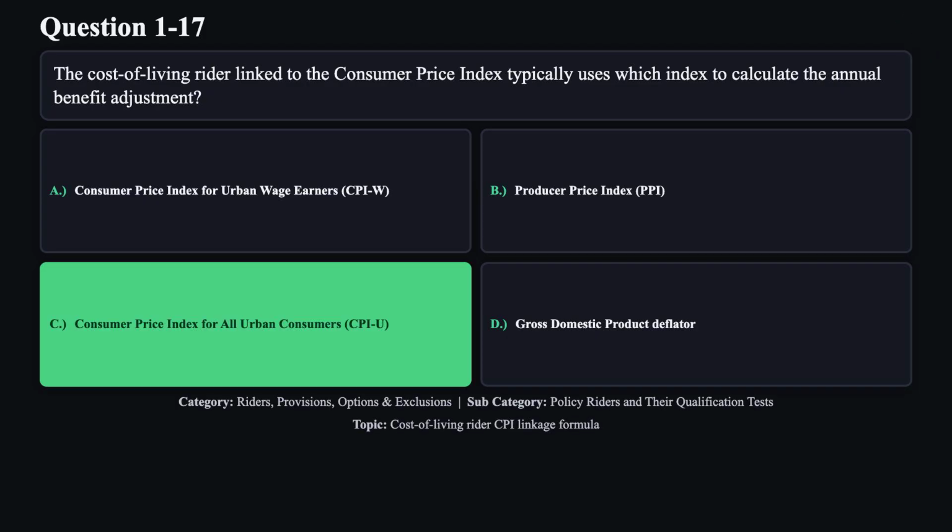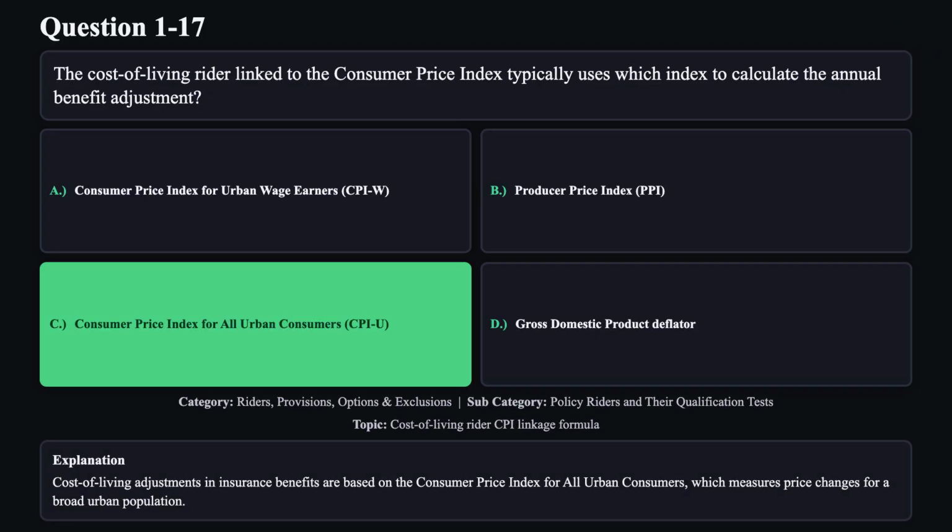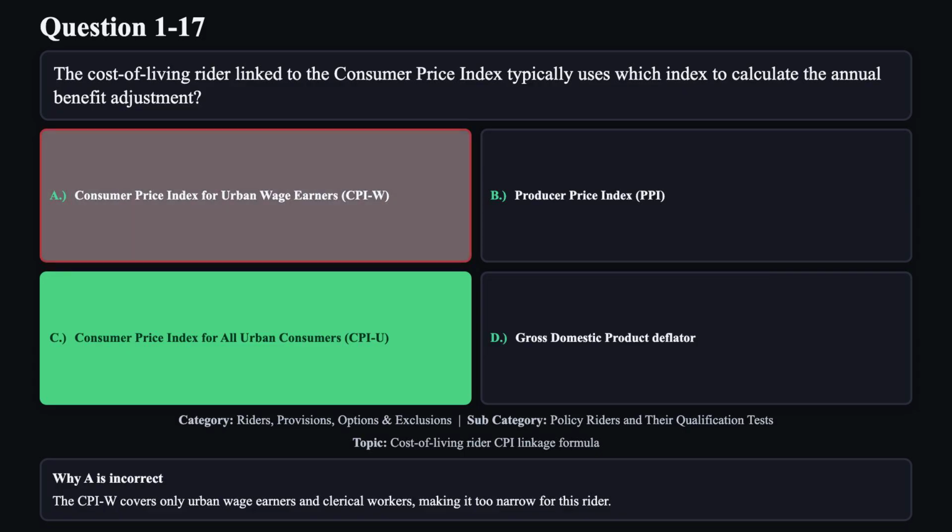The correct answer is C. Cost of living adjustments and insurance benefits are based on the Consumer Price Index for all urban consumers, which measures price changes for a broad urban population. Reason A is not correct. The CPIW covers only urban wage earners and clerical workers, making it too narrow for this rider.